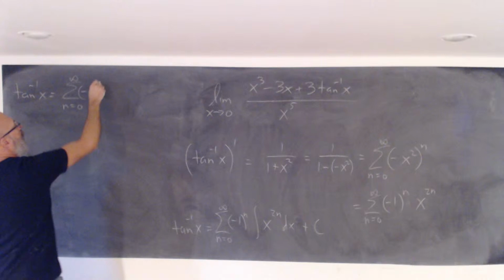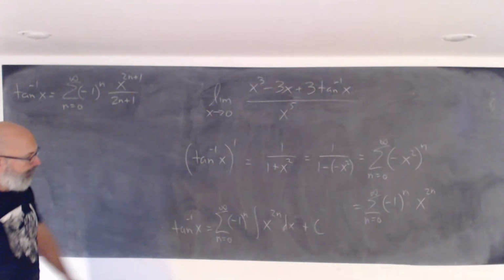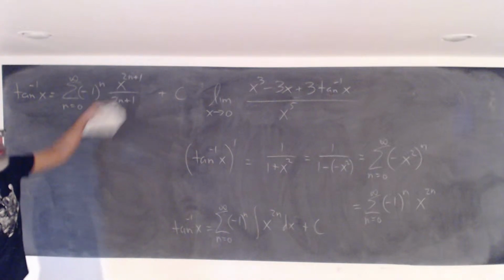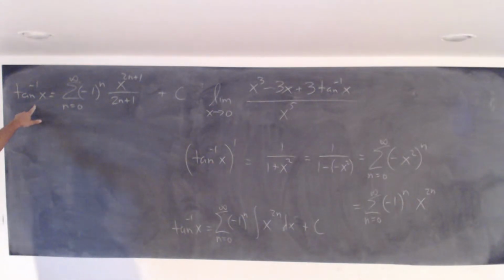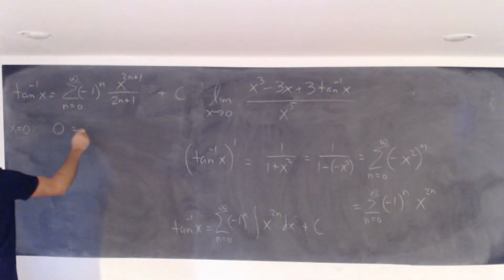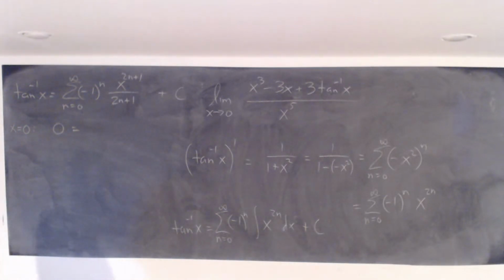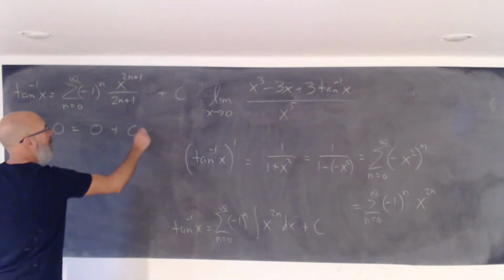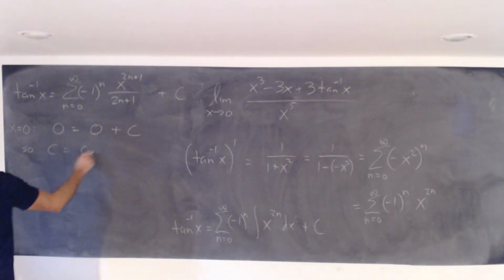So this is negative 1 to the n, x to the 2n plus 1 over 2n plus 1, plus some arbitrary constant. And this is centered at 0, so 0 is in the interval of convergence. And when x is 0, arctan of 0 is 0. Every term here is going to be 0, right? Because the smallest power of x is x to the 1. And then you have x cubed and x to the 5 and so on. So that's going to be 0. So c is easily seen to be 0.